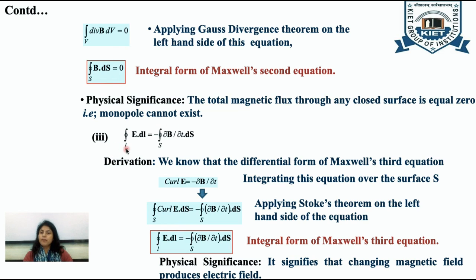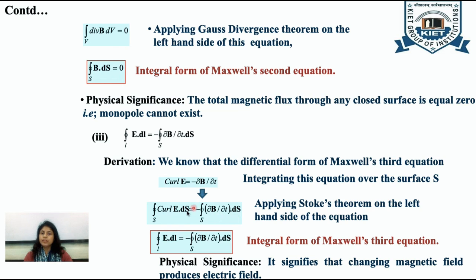The integral form of Maxwell's third equation is line integral of E dot dl is equal to minus surface integration of del B by del T dot ds. We know that Maxwell's third equation is curl of E is equal to minus del B by del T. Integrating this equation over the surface S, then surface integration of curl of E dot ds is equal to minus surface integration of del B by del T dot ds.